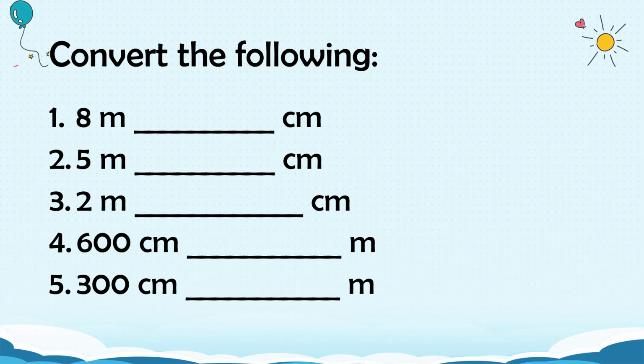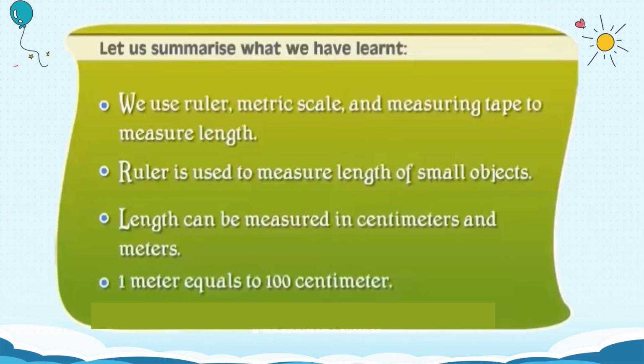Alright, good job everyone. So these are the answers. Now let us summarize what we have learned. We use a ruler, meter stick, and measuring tape to measure length. A ruler is used to measure the length of small objects. Length can be measured in centimeters and meters. So 1 meter is equal to 100 centimeters.